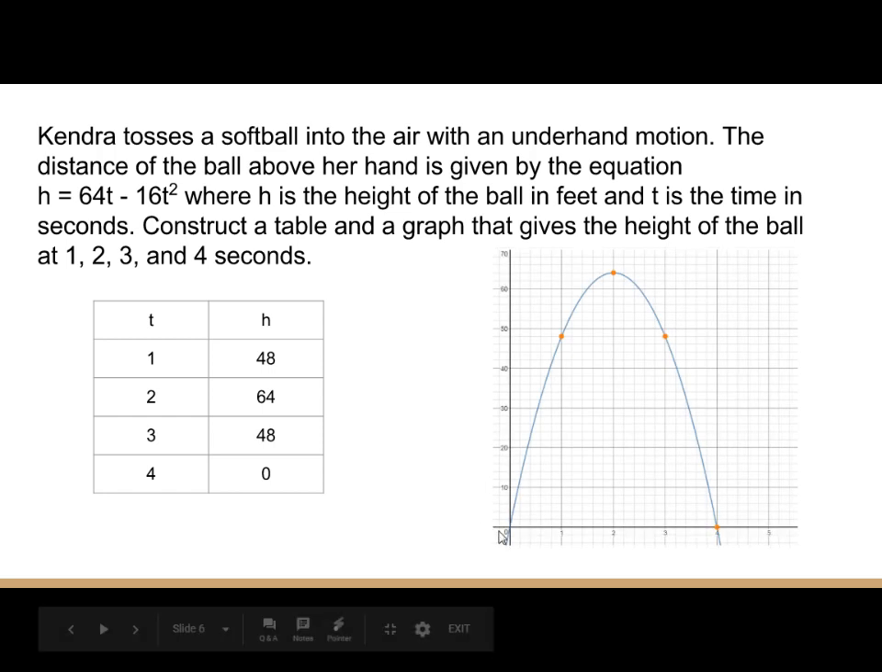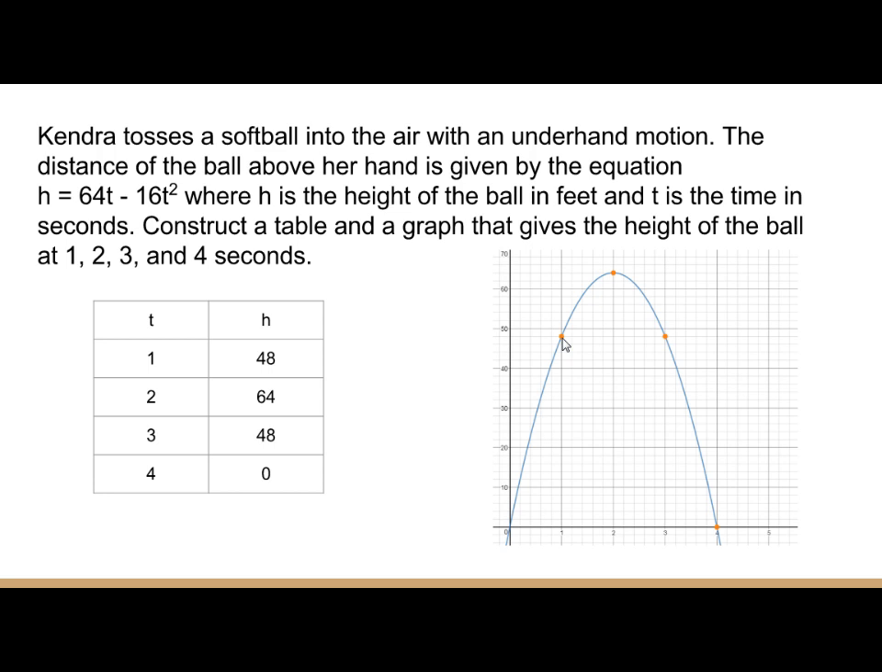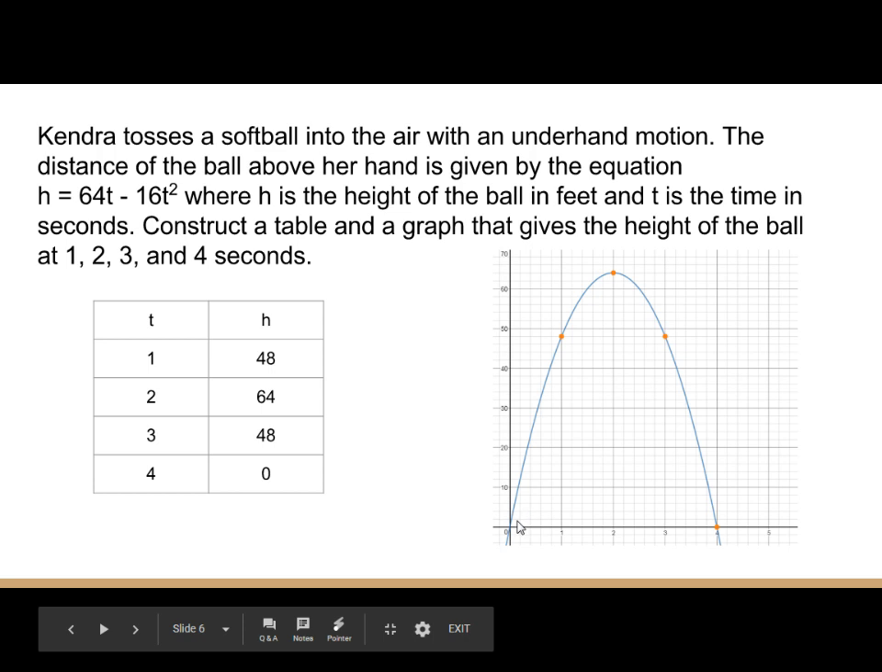The softball travels through that entire space and gets to 48 feet after 1 second. It continues to move the whole time that it's in the air, and it hits every foot in between. And so this would be a model of that, the height of that ball over time.